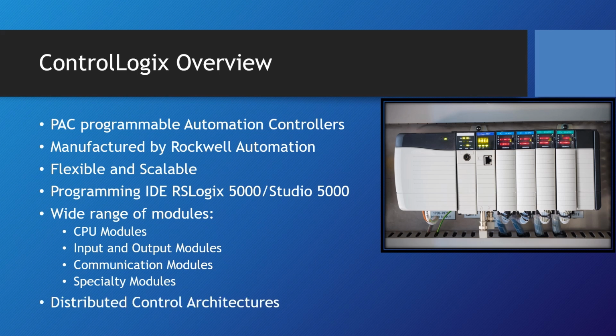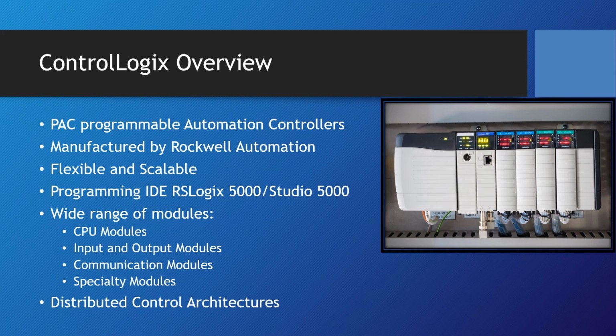ControlLogix PLCs provide advanced features such as built-in diagnostics, redundancy options for high availability, integrated motion control capabilities, and extensive communication capabilities. They can seamlessly integrate with various industrial networks and protocols, enabling connectivity with other devices and systems in the automation infrastructure. Additionally, ControlLogix PLCs are designed to support distributed control architectures. This means that multiple controllers can work together in a coordinated manner, sharing information and distributing the workload. This is beneficial for complex automation systems.